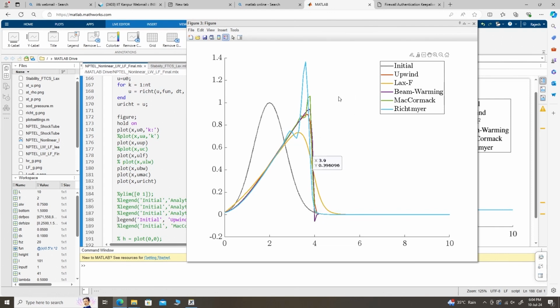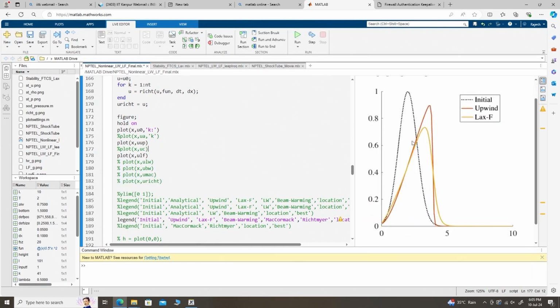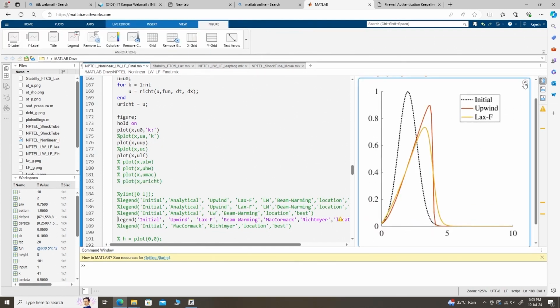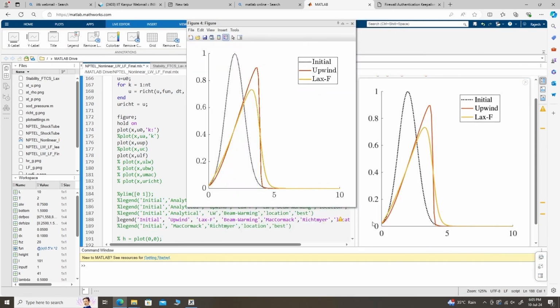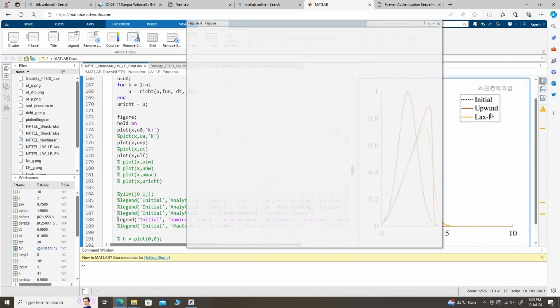Let me just switch off the Beam-Warming part, all those things, just to see a cleaner diagram. So Lax-Friedrichs has got higher dissipation. That is why it behaves like this. The upwind is better than the Lax-Friedrichs here. But you can see that instead of maintaining a symmetry here, now it is tilted towards the right. That is due to the non-linearity.